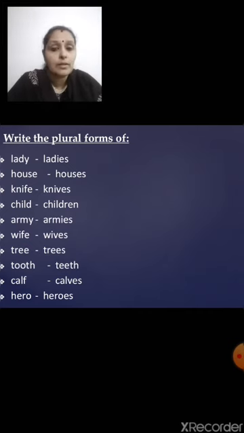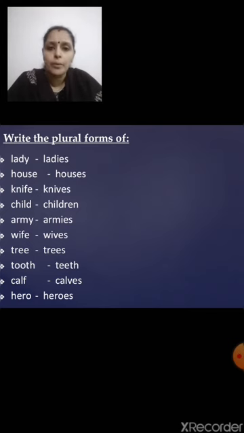T-O-O-T-H, tooth. So what do I do here? The O has been replaced by E. So the plural form becomes T-E-E-T-H, teeth. C-A-L-F, calf. So the last letter is F. Remove the F, put V in its place and add ES. So C-A-L-V-E-S, calves.